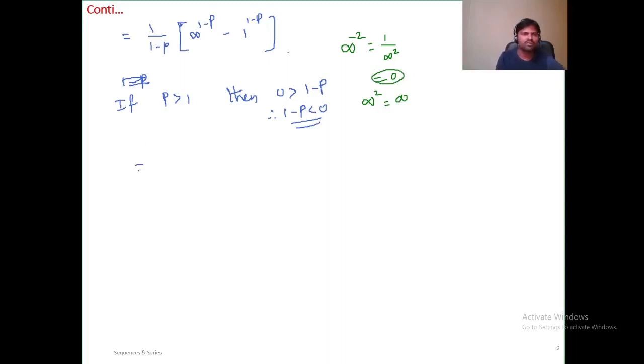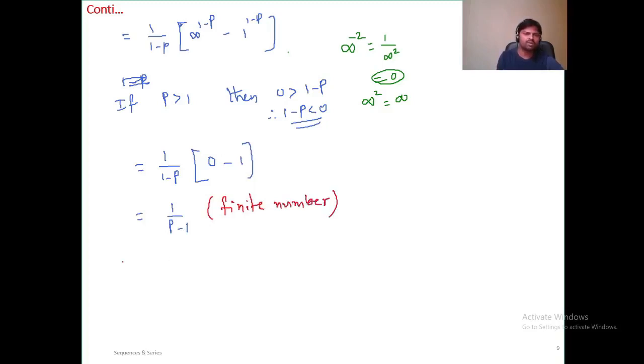So therefore 1 over 1 minus p. What is infinity power 1 minus p value? 0, because 1 minus p is negative. Minus 1 is nothing but 1 over p minus 1. So this is a finite value. What is p? p is a real constant, right? So that is a finite number.